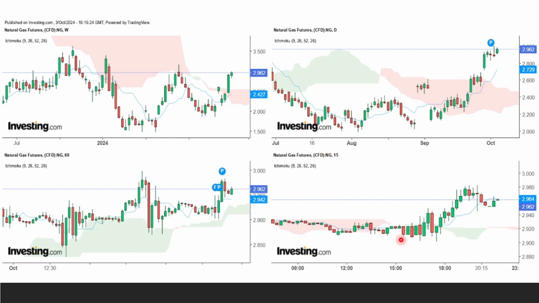So this is the short period 15-minute chart. Here, once the candle is closing above the Tenkan Sen line, bullish trades may be taken if the price candle is above the Tenkan Sen line.